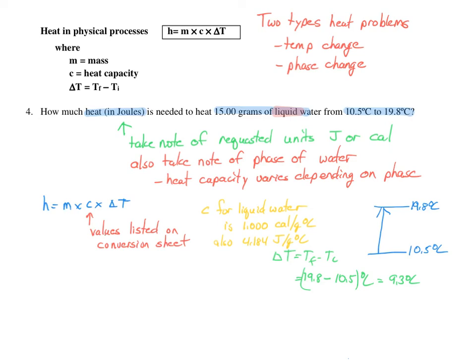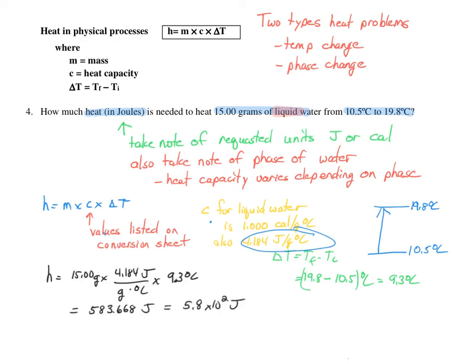We look up the value for the specific heat of liquid water in our equation sheet, and we see there's two values. There's a value for calories per gram degree C, and there's a value for joules per gram degree C. Since we want our answer expressed in joules, we're going to use the value for specific heat in terms of joules.